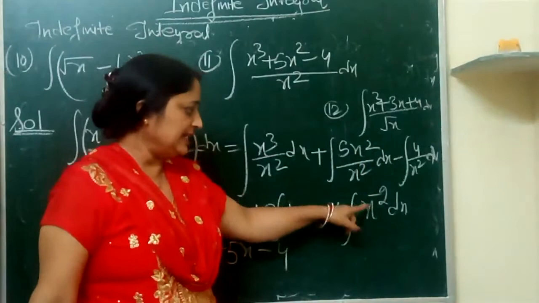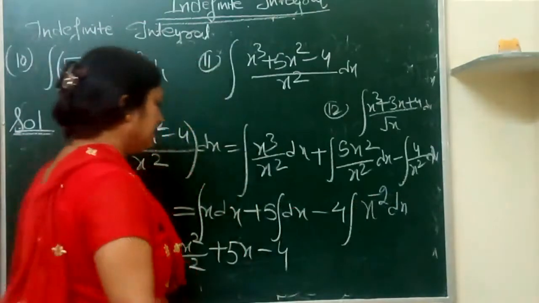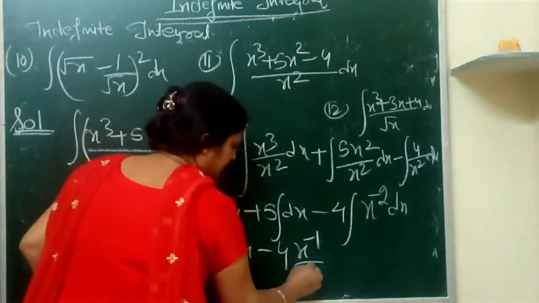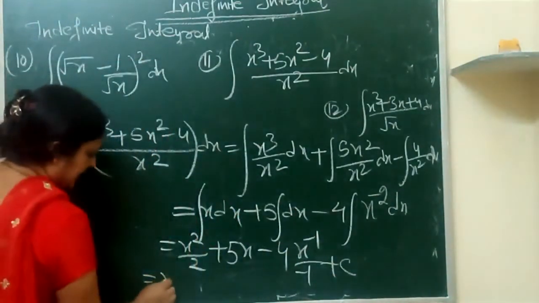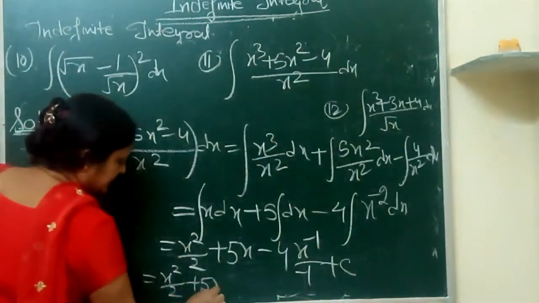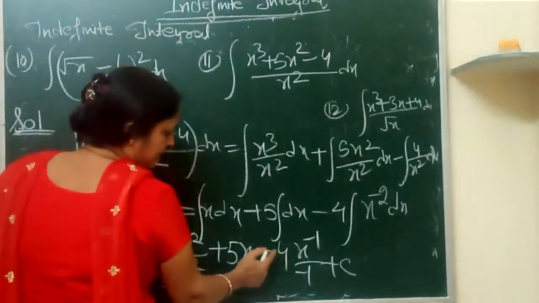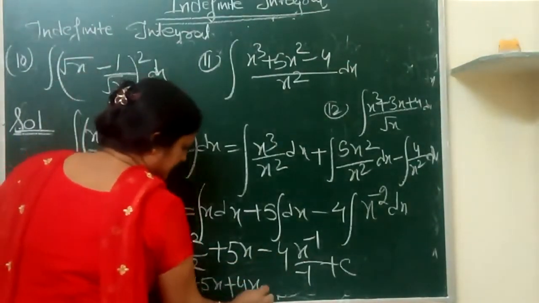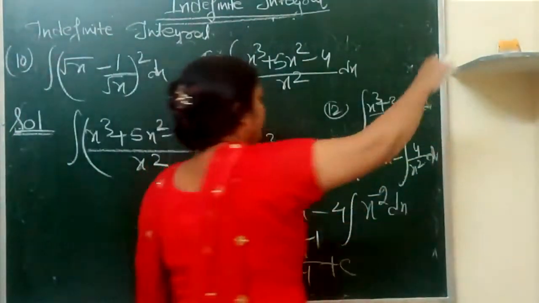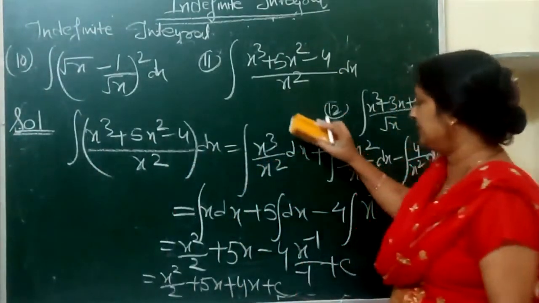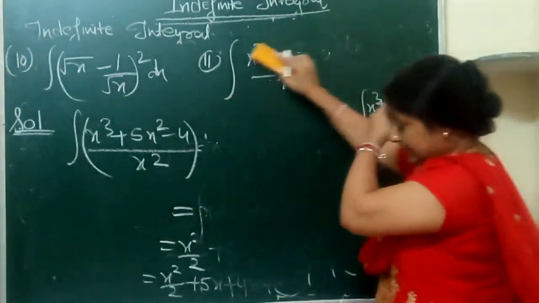So what is the formula? x raised to power n plus 1 upon n plus 1. So minus 2 plus 1, what will come here? x raised to power minus 1 upon minus 1 plus c. At last we can write the answer: x square upon 2 plus 5x minus, here the first two terms are the same, in this third term minus minus plus, 4x plus c. Only the last term has changed here, that is plus 4. Now after question number 11, we will solve question number 12. In question number 12, what is given here?